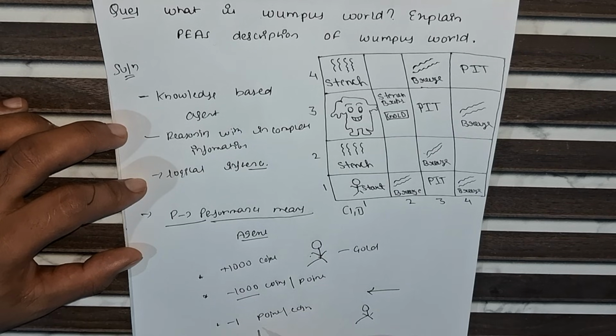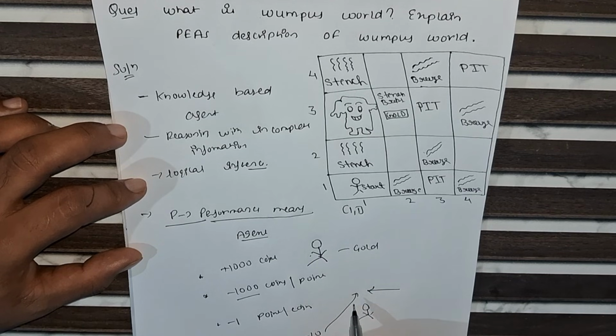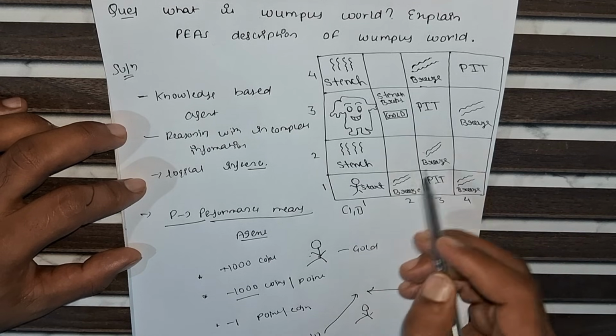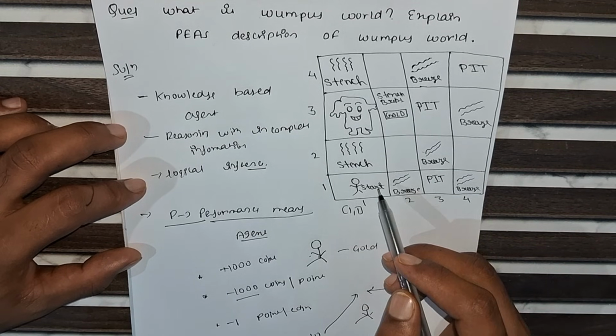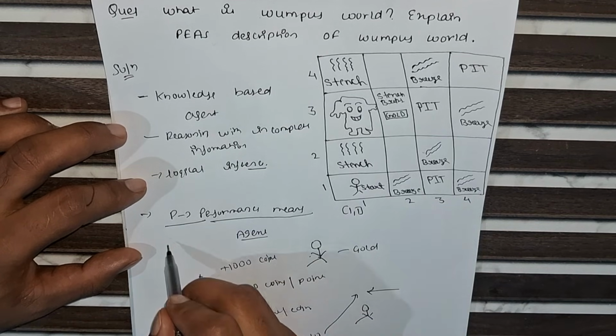Minus 1 for any action and minus 10 for an arrow. Now the game ends if the agent dies or comes out of the cave. It means the game will end after the agent comes out of the cave, with or without any gold, or the agent dies. So all these things come under performance measure.